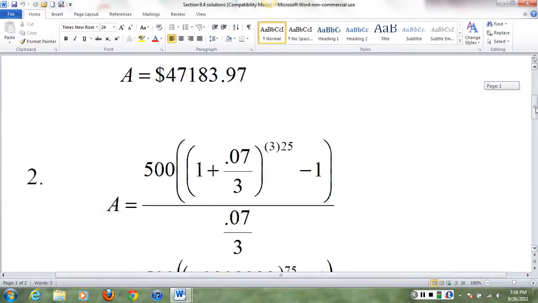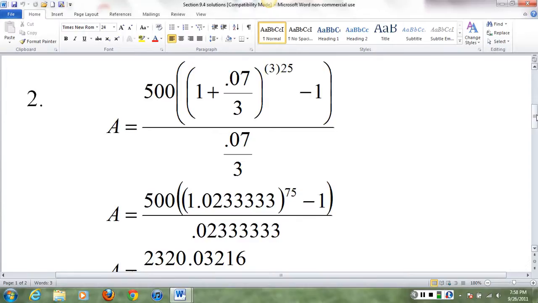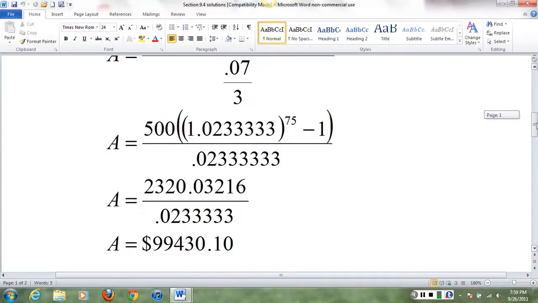So looking at our answer here, I'm using my second equation. P is my 500. N is 3 since it's compounded every 4 months, so that's 3 times a year. And then it's a matter of just doing the math. You end up with about $99,430. And of course, since we're talking about money, make sure you answer it appropriately, meaning that you put a dollar sign and you round to 2 decimal places.